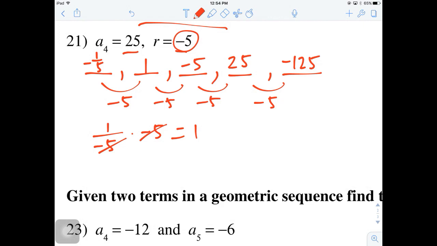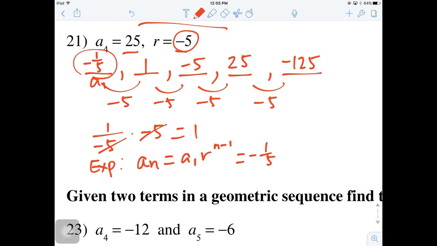Next, we're going to find the explicit formula. The explicit formula is a of n equals a1 times r to the n minus 1. And so we are going to substitute a of 1 that we just found. This is a of 1 right here. So it's negative 1/5. The ratio is negative 5. And then to the n minus 1. So that's our explicit formula. And then the recursive formula is going to start by stating that a of 1 equals negative 1/5. That's the first term.